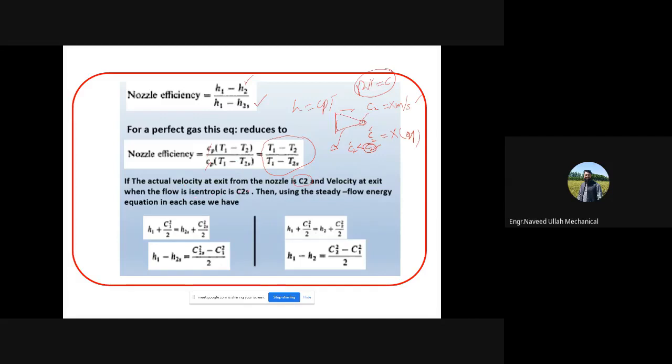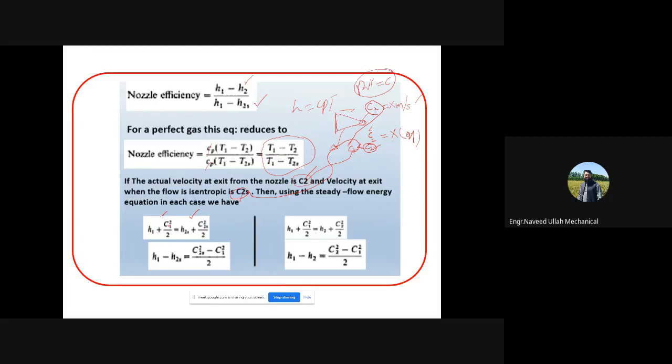When the flow is real, you have C2, and if the flow is isentropic, you have C2S. What I was talking about here, this C2 is actually C2S, I am telling you. And this C2 bar that I was talking about is this thing. Then using the steady flow energy equation, in each case we have, now this leads to the velocity coefficient. Anyway, this is the very famous energy equation. At the inlet you have the total energy, and this is the energy for the isentropic process, and this is for the non-isentropic process.